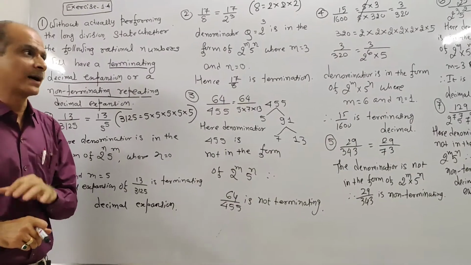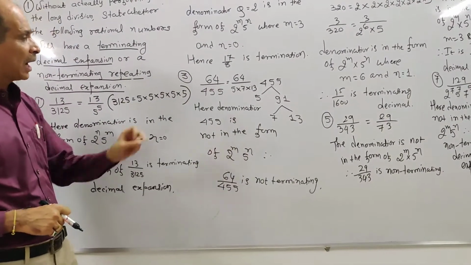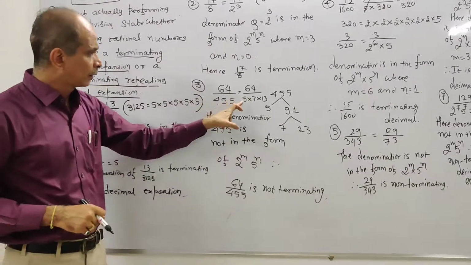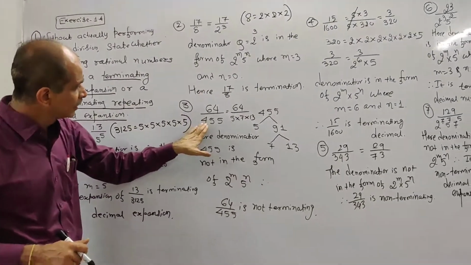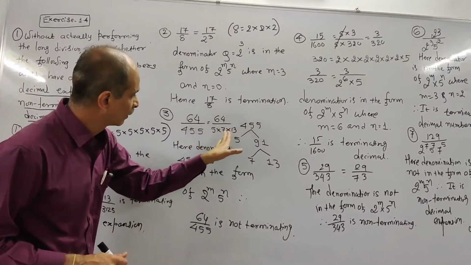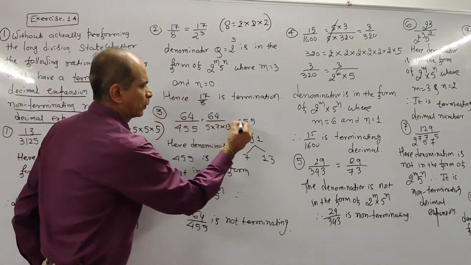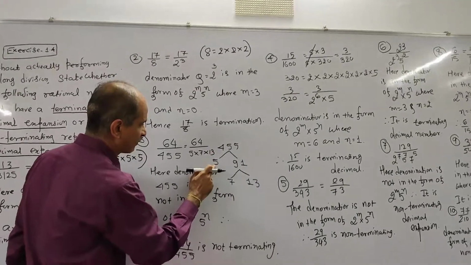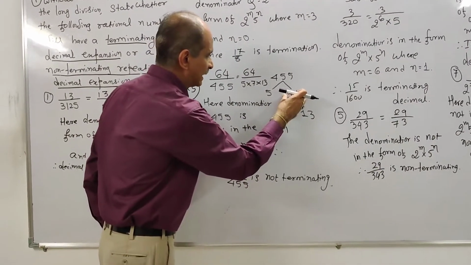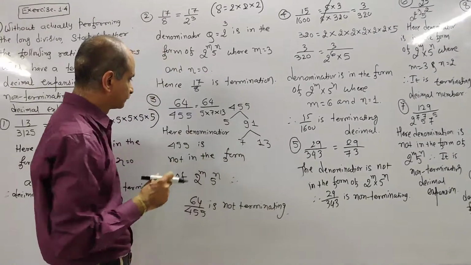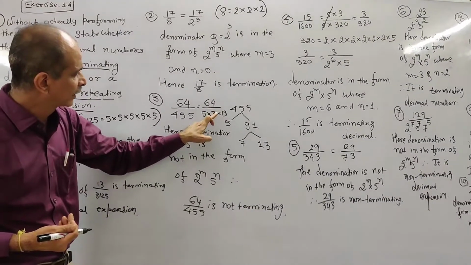Now let me start the third example. The third one is 64 upon 455. Here you have to check whether the denominator is in the form of 2 raised to m and 5 raised to n. So let me find the factorization of 455. When you divide 455 by 5, 5 9s are 45, 5 1s are 5, so 5 into 91. If you divide this 91 by 7, you get 13. So 455 can be written as 5 into 7 into 13.